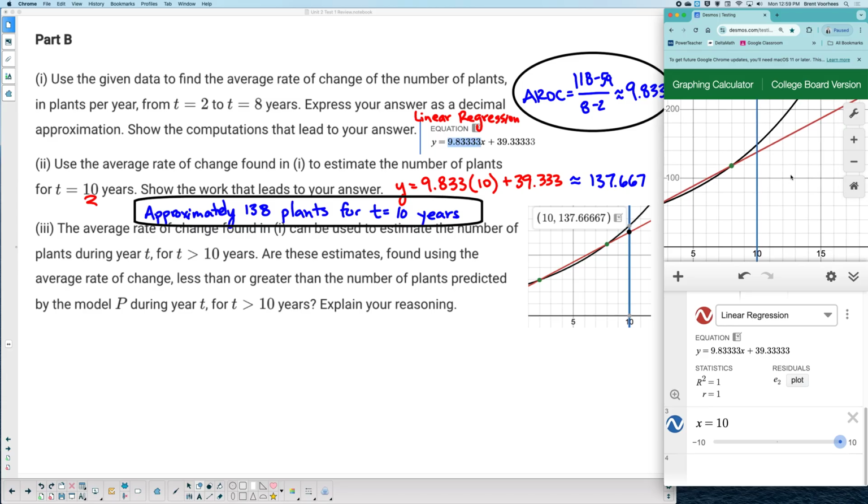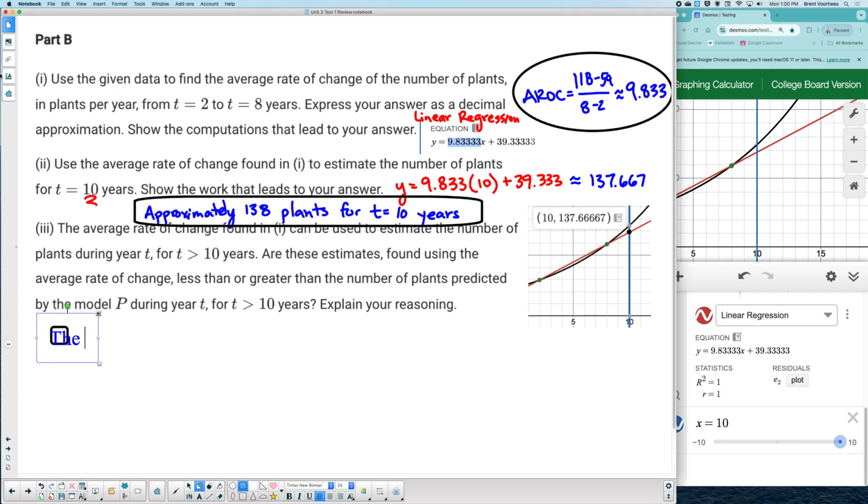Which one's greater? The exponential model or the AROC linear model? The exponential is greater. So I'm going to write my answers. Are these estimates found using the average rate of change? Okay, that's the average rate of change first. So how is the average rate of change compared to the exponential? Is the average rate of change less than or greater than the exponential? Less than. So I would write about this one because that's what it said.